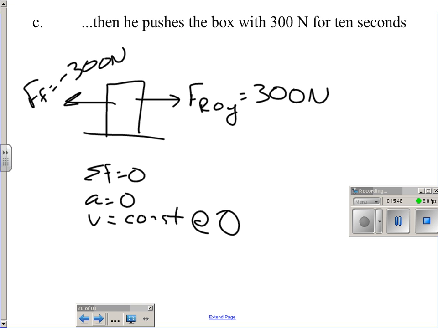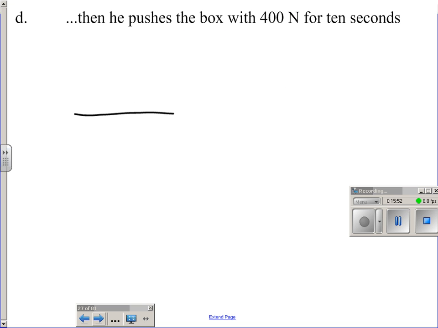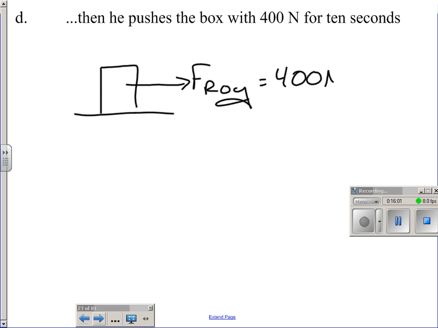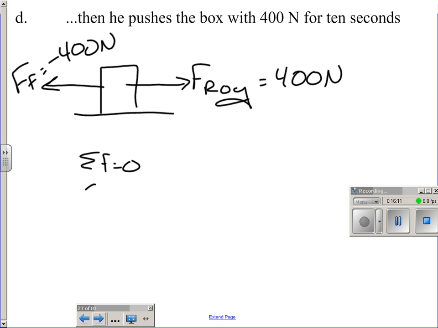Okay, so Roy, determined, pushes now with 400 newtons. So here's our force of Roy, 400 newtons. Friction still doesn't want it to move, and we're getting close, right? But remember, friction can exert up to 400 newtons, so it does exert 400 newtons to make it so that the net force is 0 and the acceleration is 0, which keeps the velocity constant at 0.